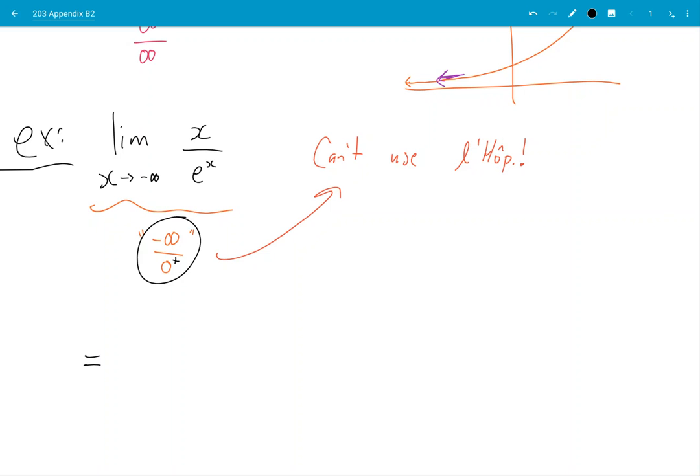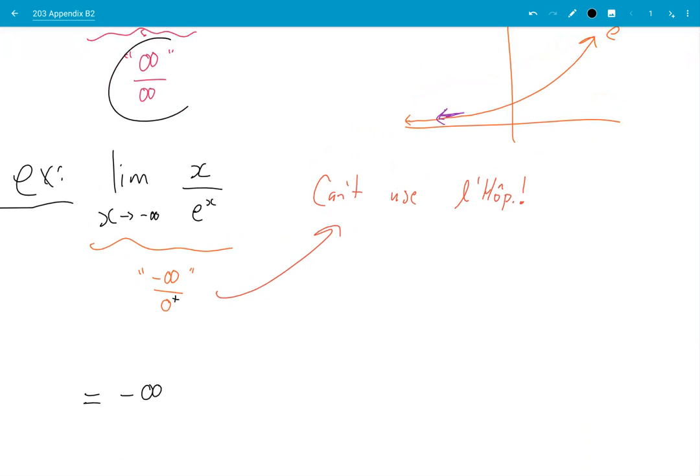Okay, so when I look at this fraction, it's not confusing. It's a determinate form. Okay, the numerator and the denominator are working together. They're both pushing in the same direction. The minus infinity on top is making the fraction large and negative, and the 0 plus on the bottom is making the fraction large. So they work together, which is different than what I had up here, where the infinities were working against each other.